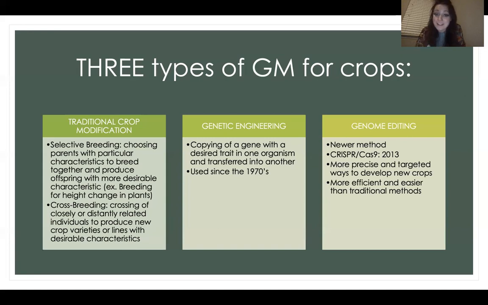Now, our next form is genetic engineering. This has been around since the 1970s and consistently used since then. Now, genetic engineering is the copying of a gene with a desired trait from one organism. We take it from said organism and transfer it into something completely different, which by something I mean a different organism. Now, for example, bovine growth hormone.